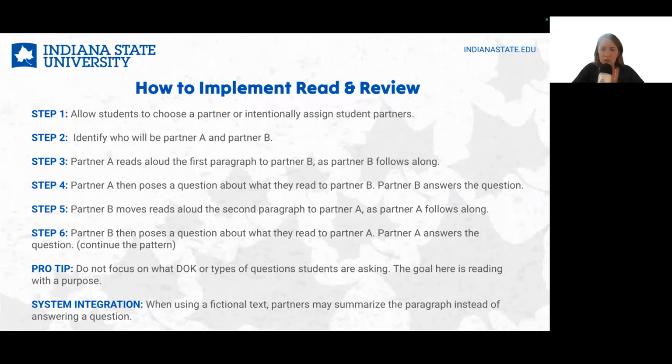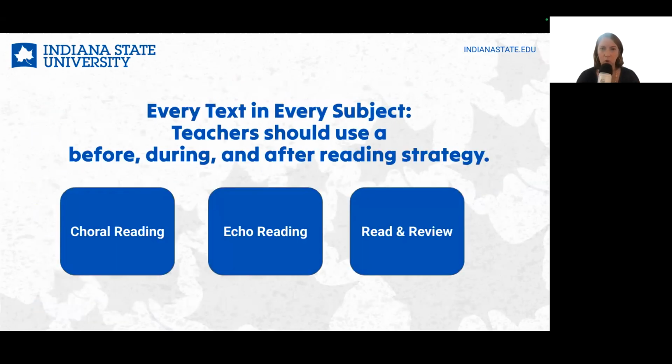I get a lot of questions from teachers about the types of questions. What if they're only doing a DOK 1, like a depth of knowledge 1 level? So an easy question. It's fine. If they're doing an easy question, like what was the character's name? That's fine. The point is their mind, their brain is now paying attention to the text, maybe where it wasn't before. So it doesn't matter on the difficulty level of the question that they're asking. So that is a look at choral, echo, and read and review reading strategies, all during reading strategies.